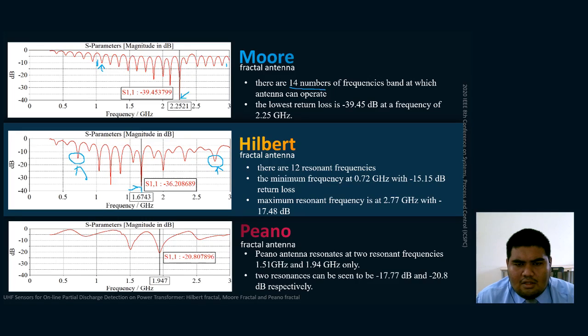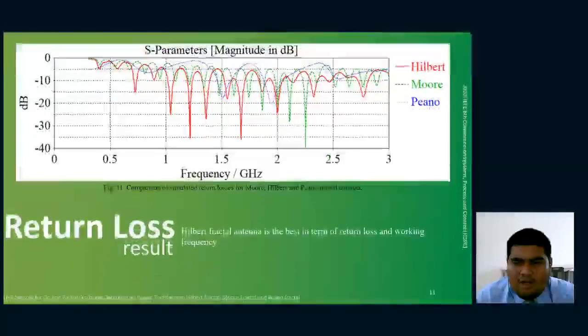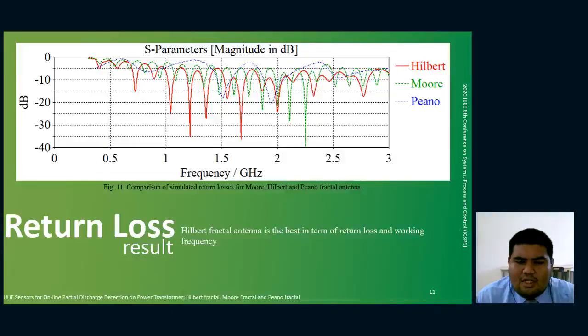The return loss graph in the last graph shows that the Peano antenna resonates at only two resonant frequencies, 1.51 GHz and 1.94 GHz. The return loss values of the antenna at the two resonances can be seen to be negative 70.77 dB and negative 20.8 dB respectively. The frequency range is slightly small, from 1.51 to 1.94 GHz.